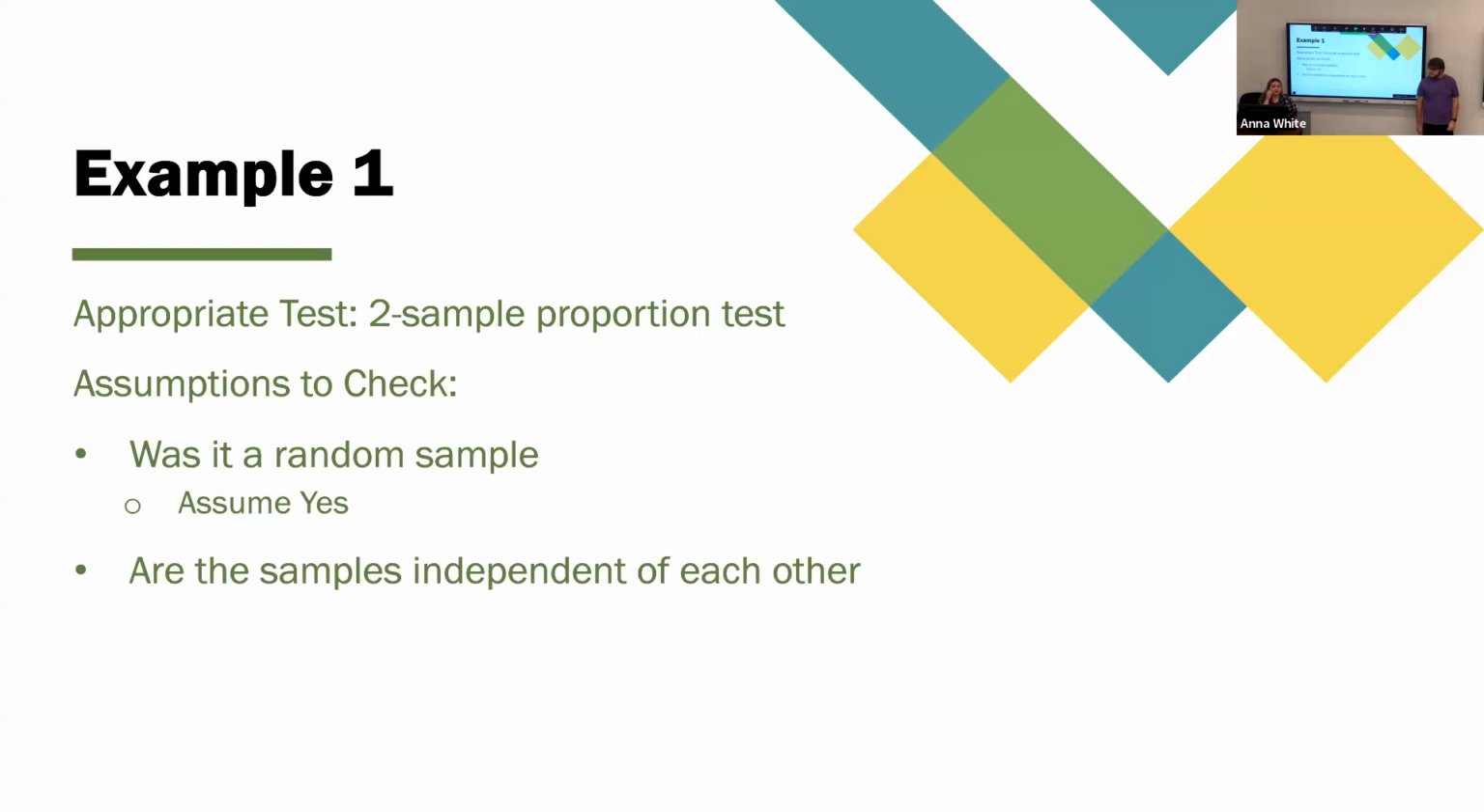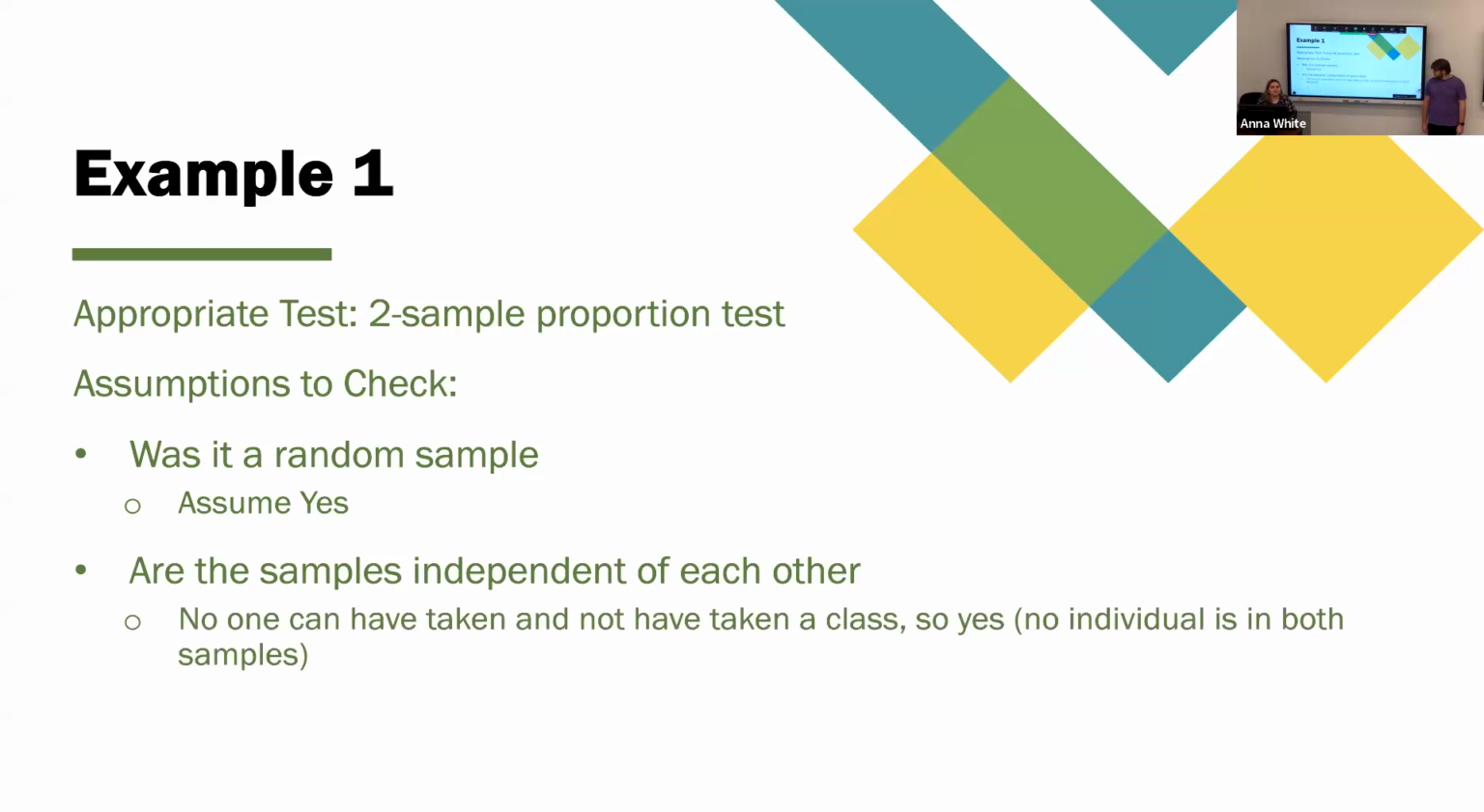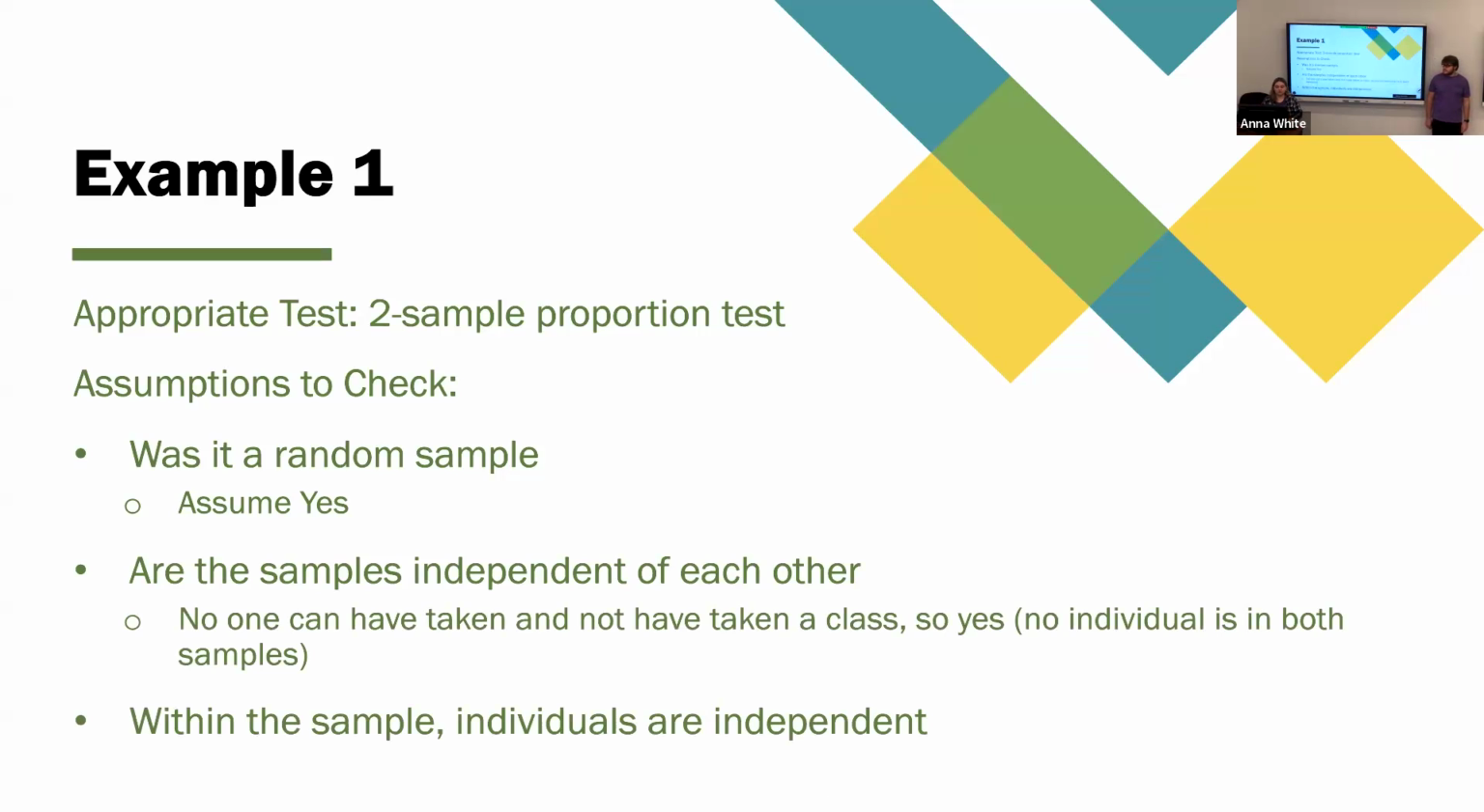Next we need to know, are the two samples that we took, those students who have taken the class and those who have not, independent of one another? Really what we mean here is we need these two groups to be mutually exclusive, so one person can't be in both groups. You can't have taken a class and also simultaneously have not taken a class at the same time. So these two groups are independent of each other, which is good. Another assumption is that within each sample, within those students who have or have not taken a class, the individuals are independent of one another. And yes, we assume they are.